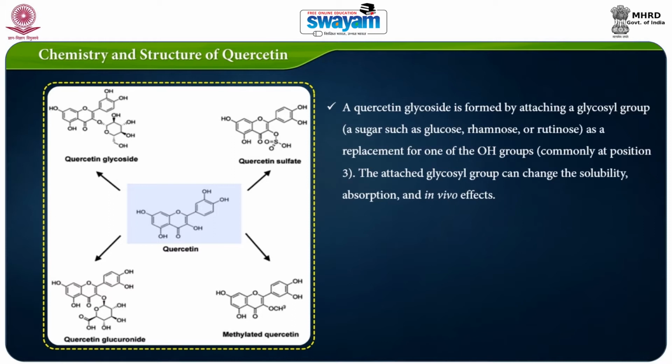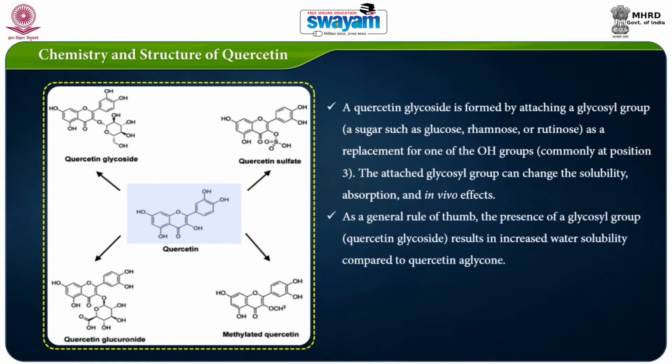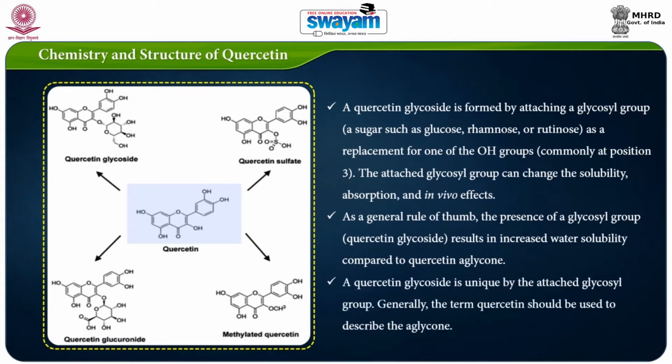A quercetin glycoside is formed by attaching a glycosyl group, a sugar such as glucose or rutinose, as a replacement for one of the OH groups. The attached glycosyl group can change the solubility, absorption and in vivo effect. As a general rule of thumb, the presence of a glycosyl group in quercetin glycosides results in increased water solubility compared to quercetin aglycone. A quercetin glycoside is unique by the attached glycosyl group. Generally, the term quercetin should be used to describe an aglycone.